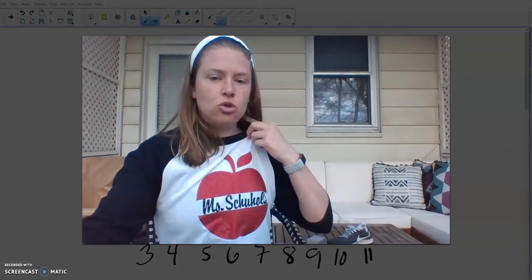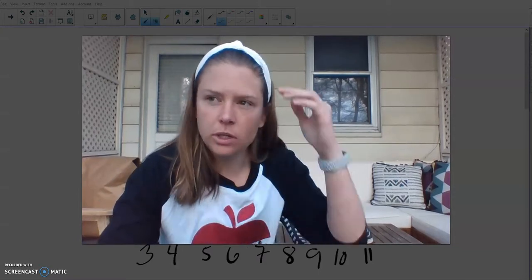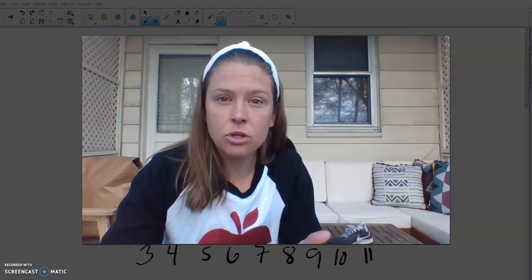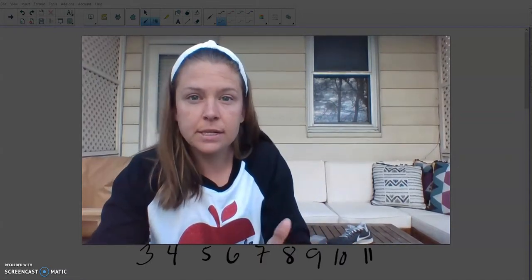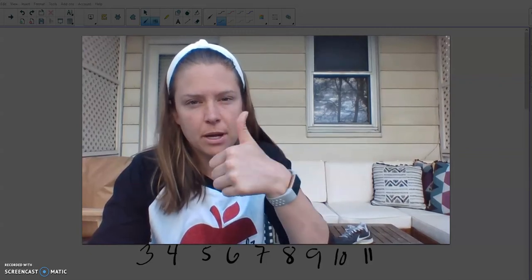I'm wearing my Miss Schultz t-shirt today because, honestly, I've just not felt like Miss Schultz lately. I have not felt like myself because I'm not in my classroom every day with you guys, seeing you face to face.